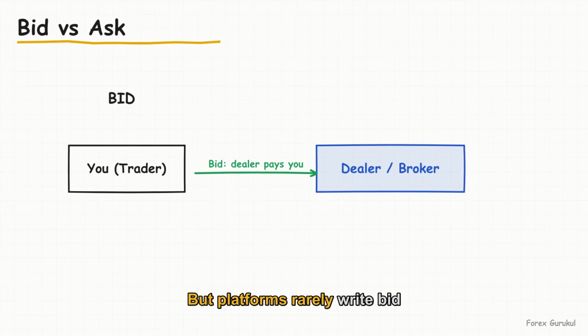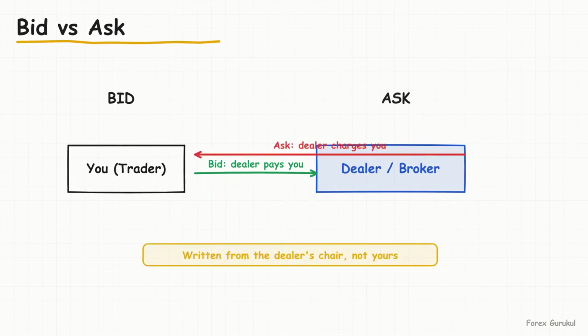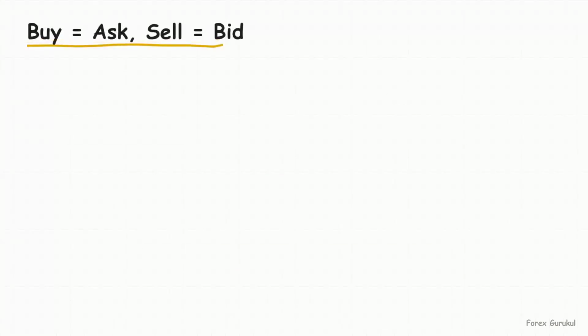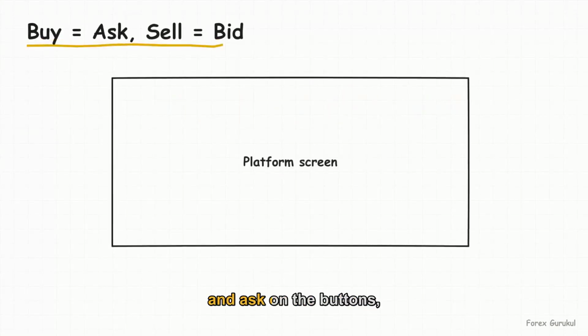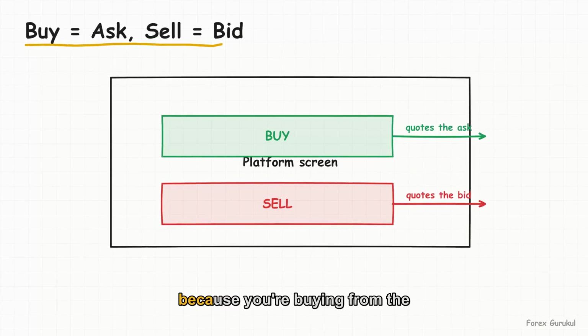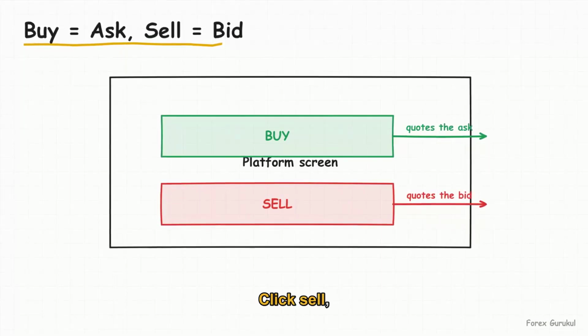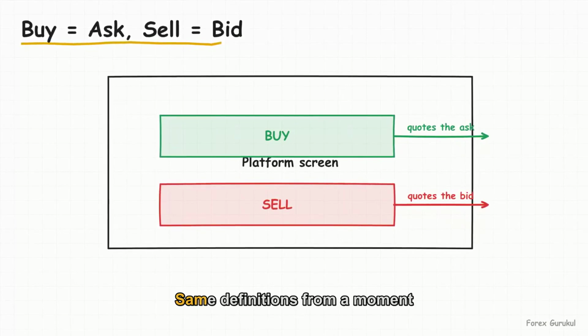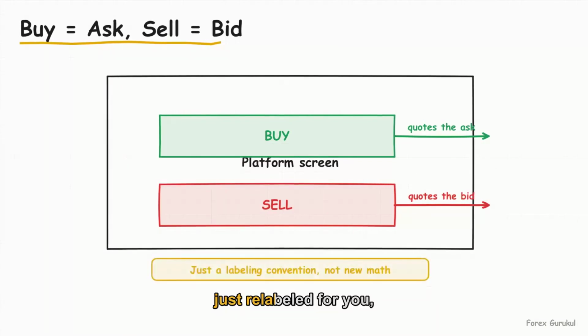But platforms rarely write bid and ask that plainly. They use two friendlier words instead. And those two words flip the whole picture around in a way that trips people up constantly. This is the trap. Your platform doesn't say bid and ask on the buttons. It says buy and sell, for clarity. Click buy, you get quoted the ask, the higher number, because you're buying from the dealer. Click sell, you get quoted the bid, the lower number, because you're selling to the dealer. Same definitions from a moment ago, just relabeled for you.